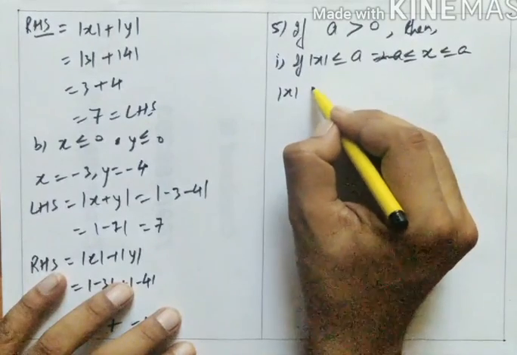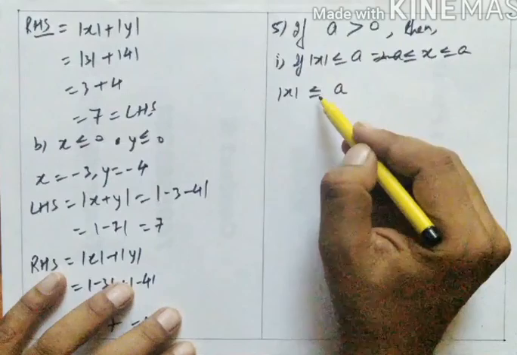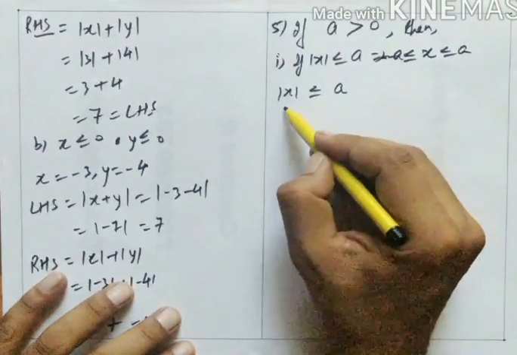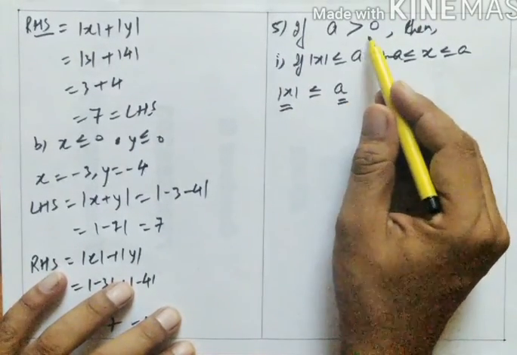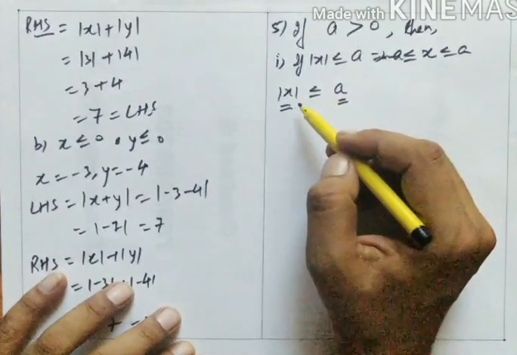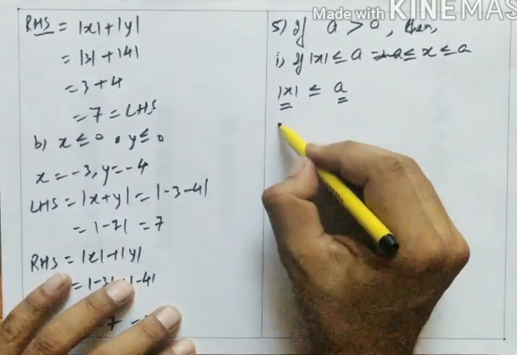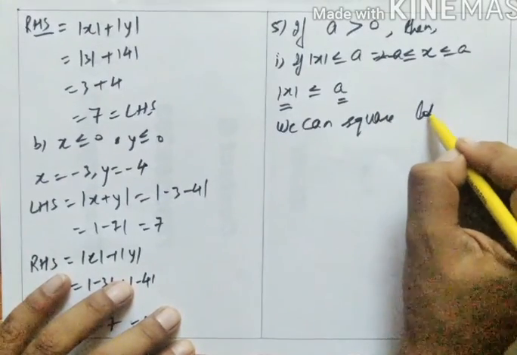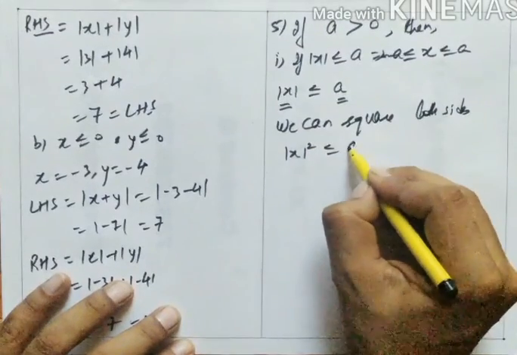If mod x is less than or equal to A, where A is given to be positive, that means towards both sides of the less than or equal to inequality sign, mod of x, being the modulus function, is a positive number, and this A is given to be positive. That means towards both sides we have a positive number. So it's a rule that whenever towards both the sides of the inequality sign we have positive numbers, we can square both sides. It will not affect the sign of inequality. So it will become mod of x whole squared is less than or equal to A squared.